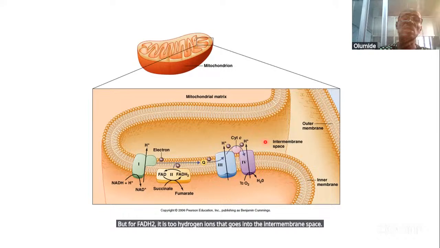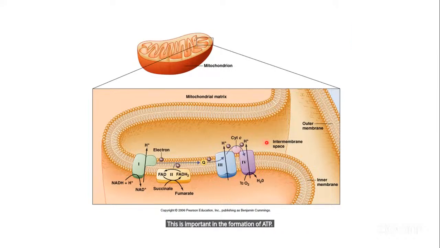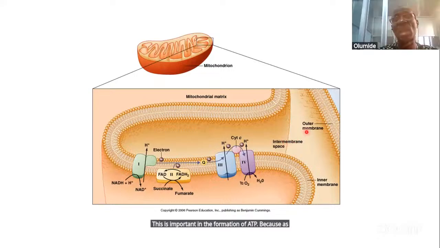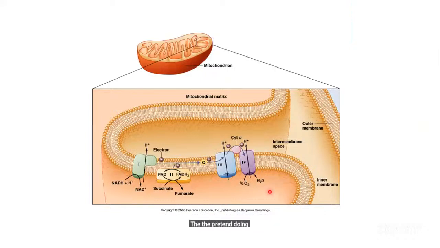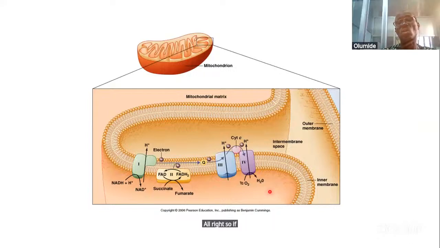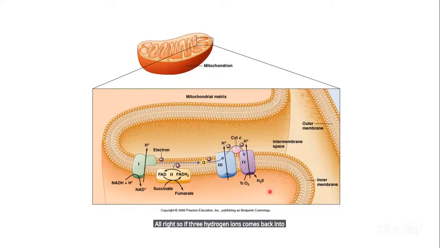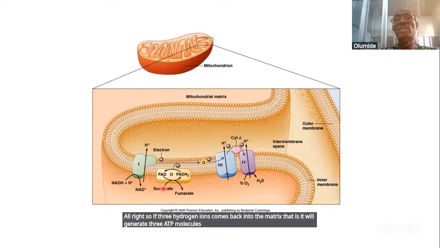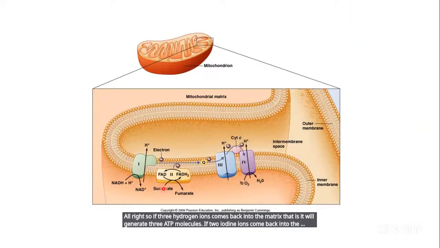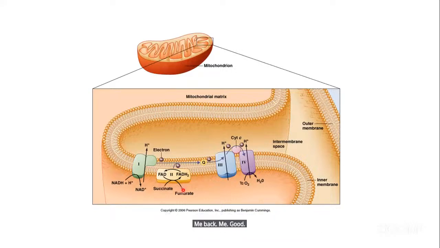This is important in the formation of ATP, because as the hydrogen ions are pumped back into the matrix, the protein doing the pumping gives rise to ATP. So if 3 hydrogen ions come back into the matrix, it will generate 3 ATP molecules. If 2 hydrogen ions come back into the matrix, it will generate 2 ATP molecules. Good. Okay.